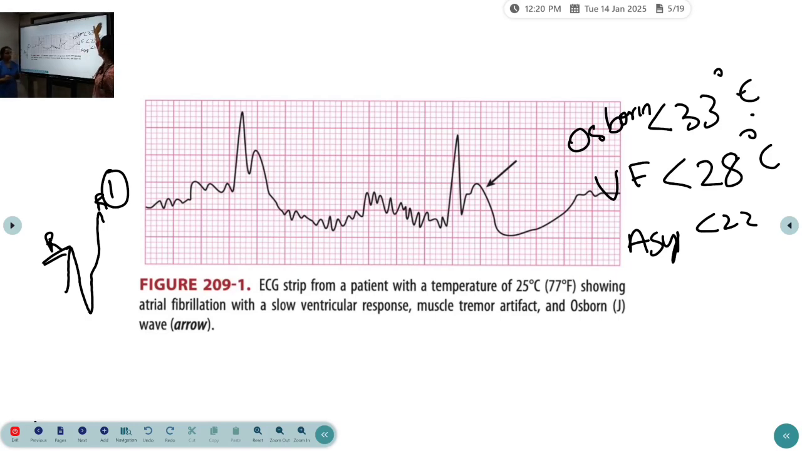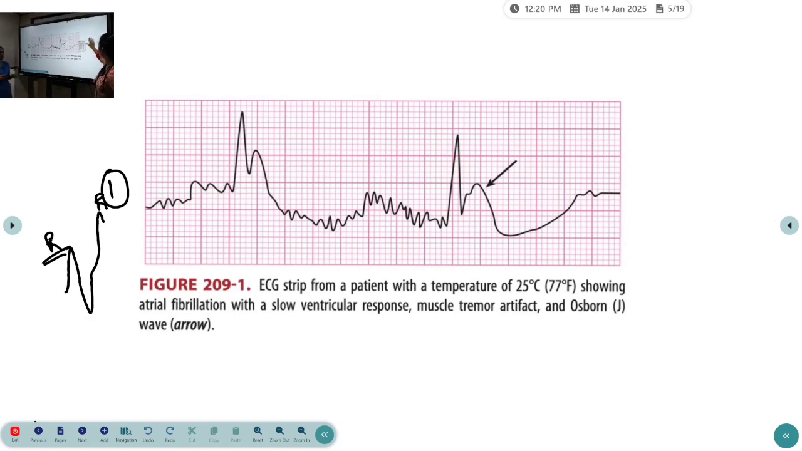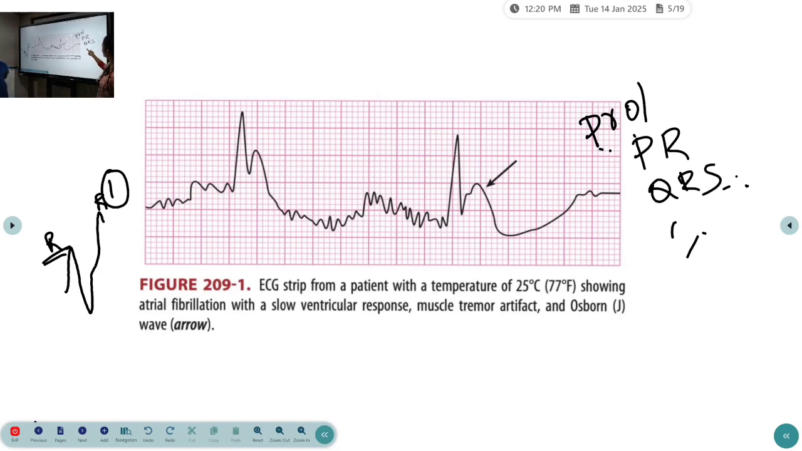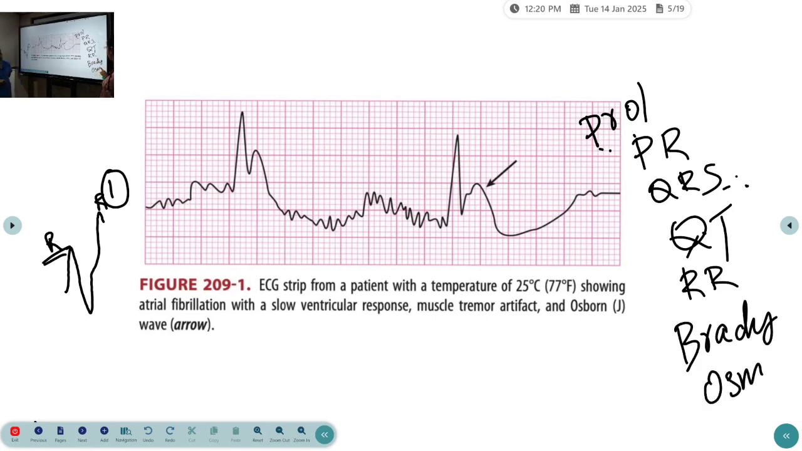Osborn is a typical change, but other than that, you can see something else. There will be prolongation of the PR, widening of the QRS, then Osborn waves also will be there. Then widening of the QT interval, QTc prolongation also will be there. And RR also will be prolonged. All these four things will be there. Initially prolongation of RR will happen, then PR interval prolongation, QRS widening, QT, everything, and the patient also will have bradycardia. Okay. Then Osborn waves. These are the changes.